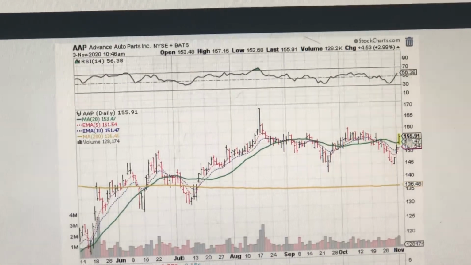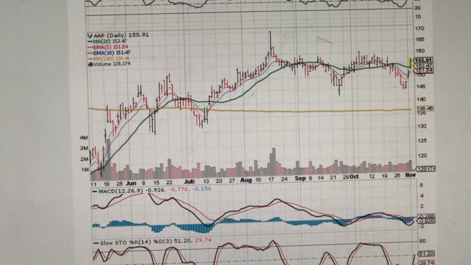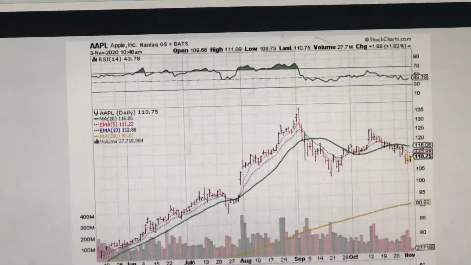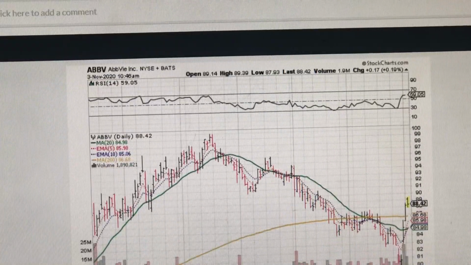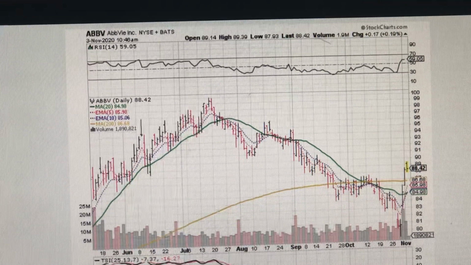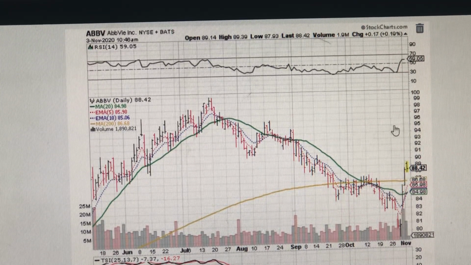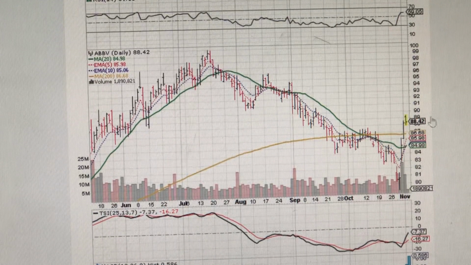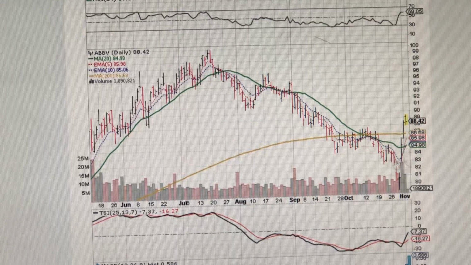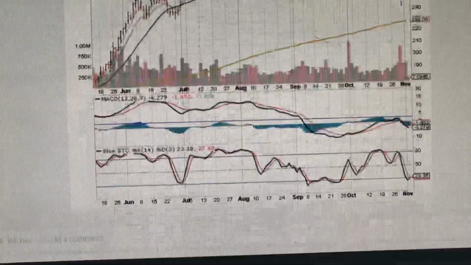What do we see? Stage 2 breakout, Napa Auto Parts. You could buy that. Be a $170 target. Apple, still bearish. ABV, we're in this one. Remember, we got in right here. Got in on the breakout. Where's my target? $94. So that's going to take a minute. It's had a big move. So usually when you get a big move, it's got to consolidate a minute. We just keep on going.